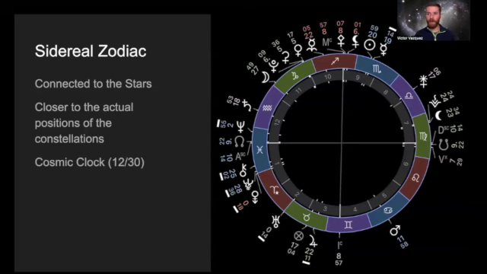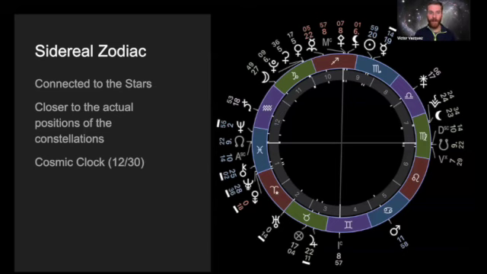But yeah, in summary, this is aligned to the stars, and it's fixed, so it doesn't move like the tropical zodiac does in relationship to the Earth-Sun relationship. This stays fixed and is closer to the actual constellations, but it's not exactly, because the constellations have different sizes.